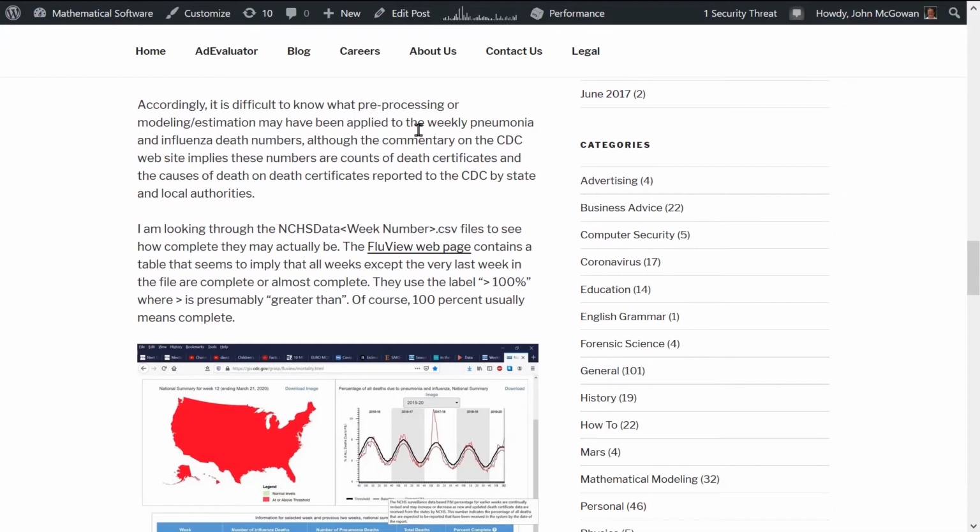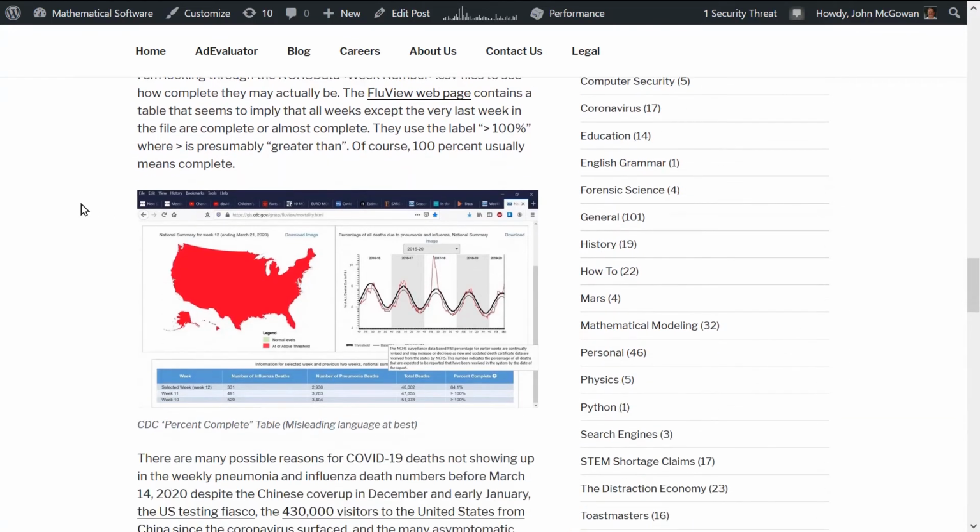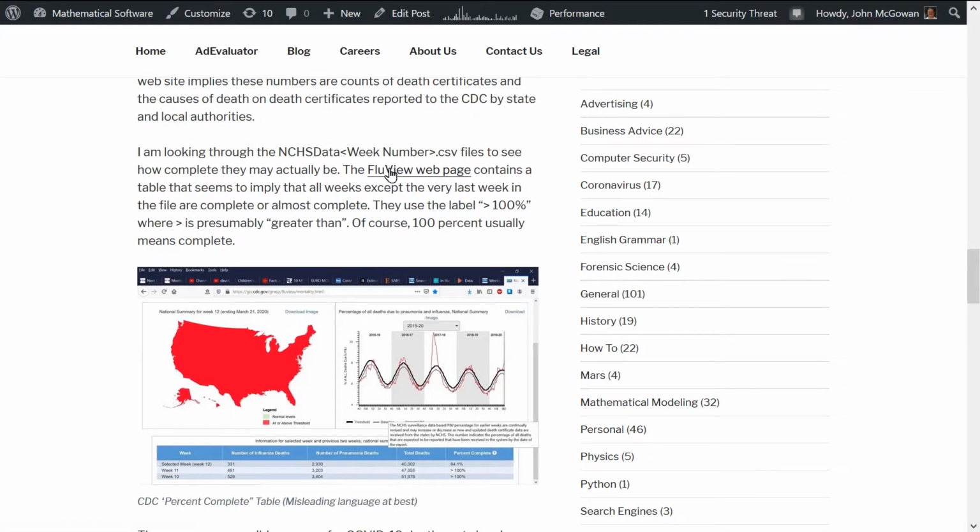Accordingly, it's difficult to know what preprocessing or modeling or estimation may have been applied to the weekly pneumonia and influenza death numbers, although the commentary on the CDC website implies these numbers are counts of death certificates and the causes of death on death certificates reported to the CDC by state and local authorities. And I'm now looking at these files more to see if I can determine how complete they are by looking at how they change from week to week. The FluView webpage, which you can get to here, contains a table that seems to imply that all weeks except the very last week in the file are complete or almost complete.